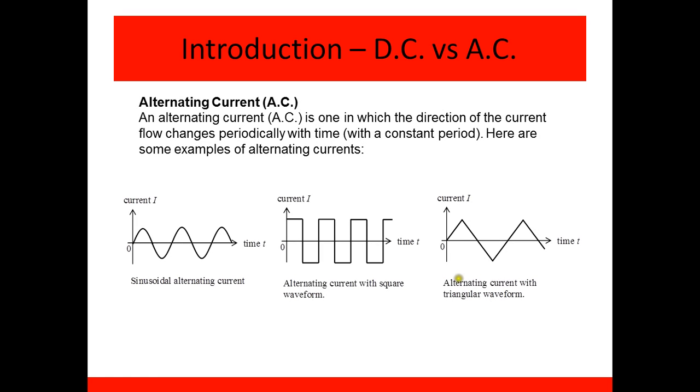And AC, however, you can see that the direction will actually change. The current will actually become negative in value. The two most common waveforms are, number one, the sinusoidal alternating current, and number two, the square waveforms.